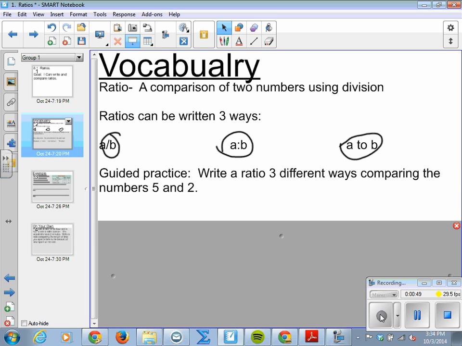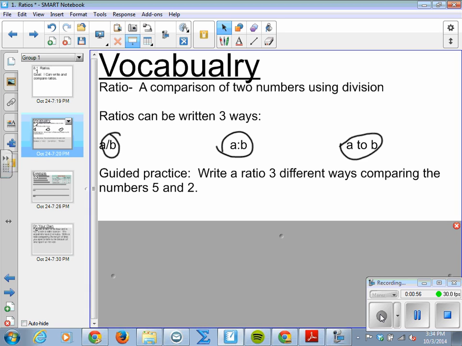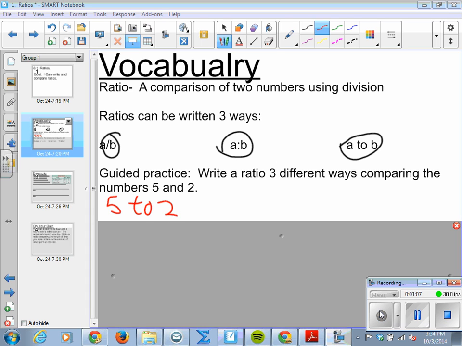So we're going to write a ratio three different ways to compare the numbers 5 and 2. The order is really important when we do this. So one way we can do it is to literally write 5 to 2. Next, we can write the fraction form, 5 over 2, which also means 5 to 2, or we use the colon. All those mean the same thing, 5 to 2.